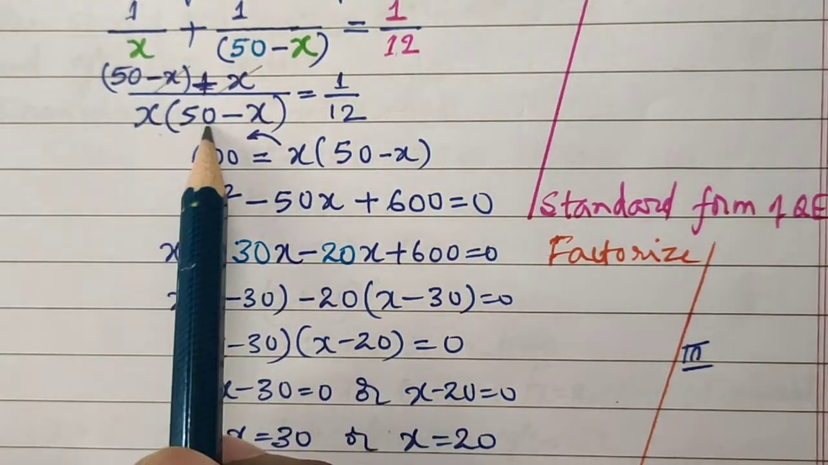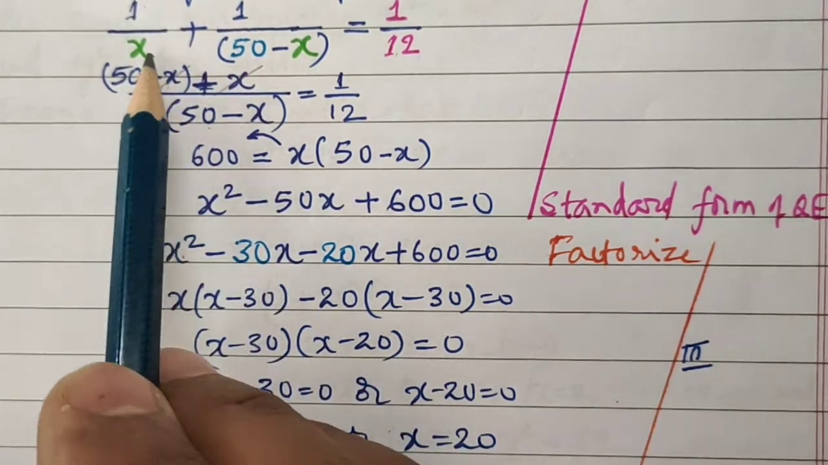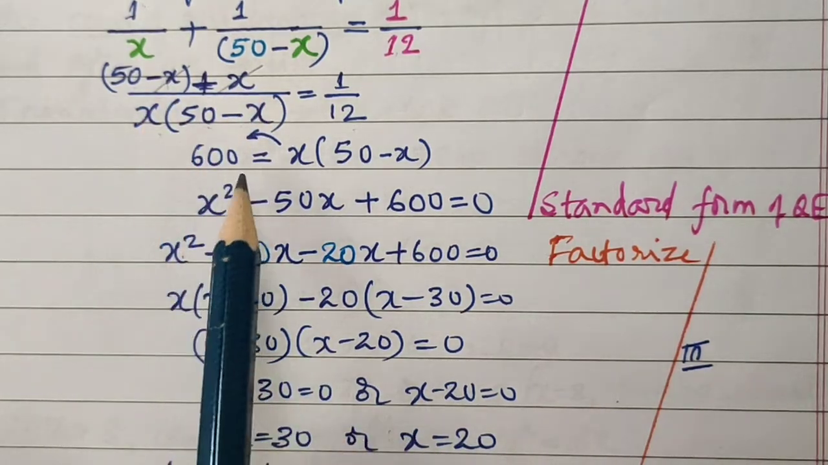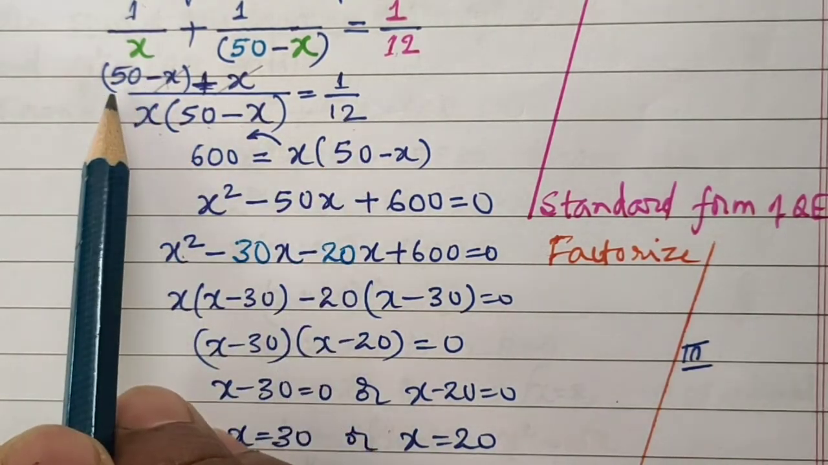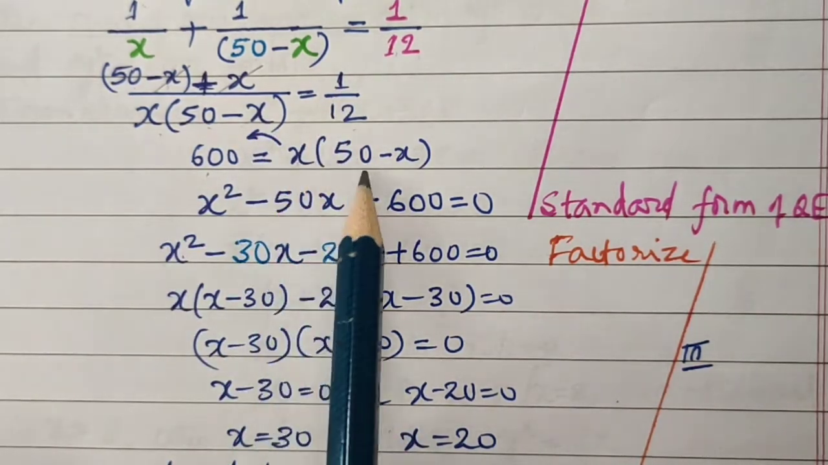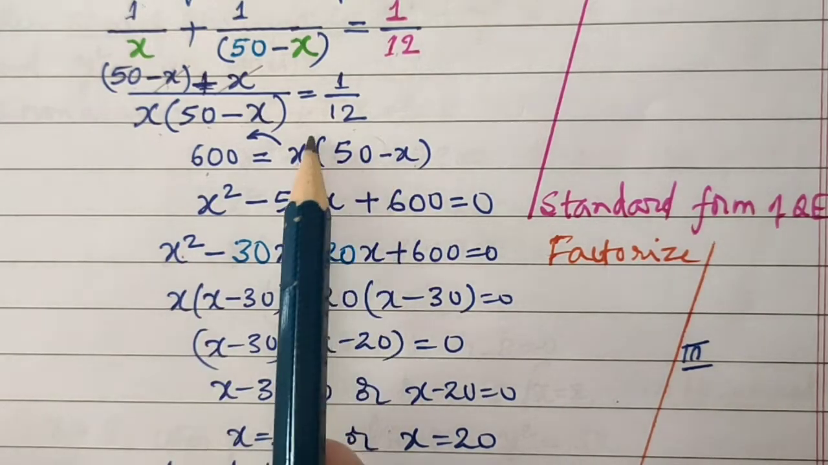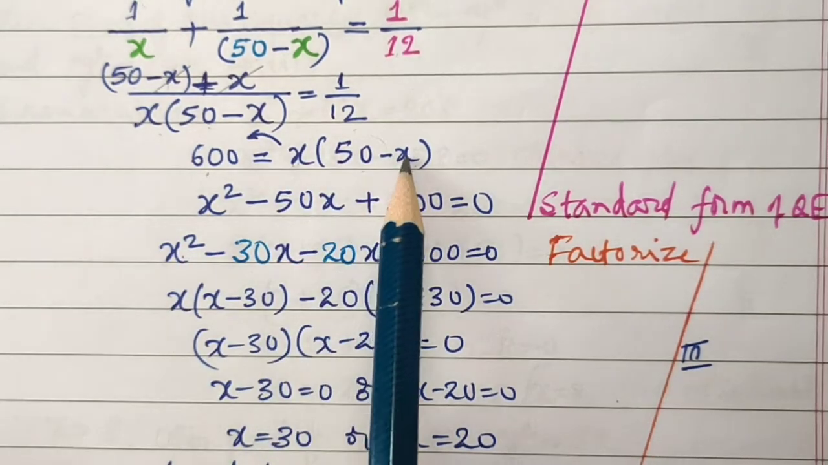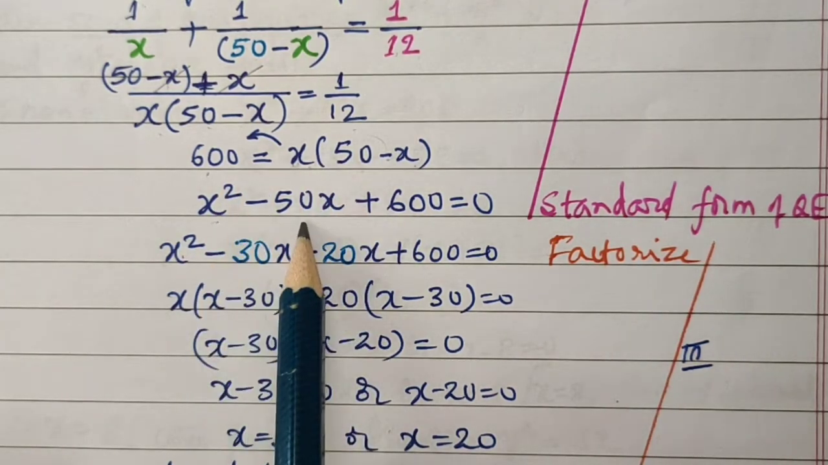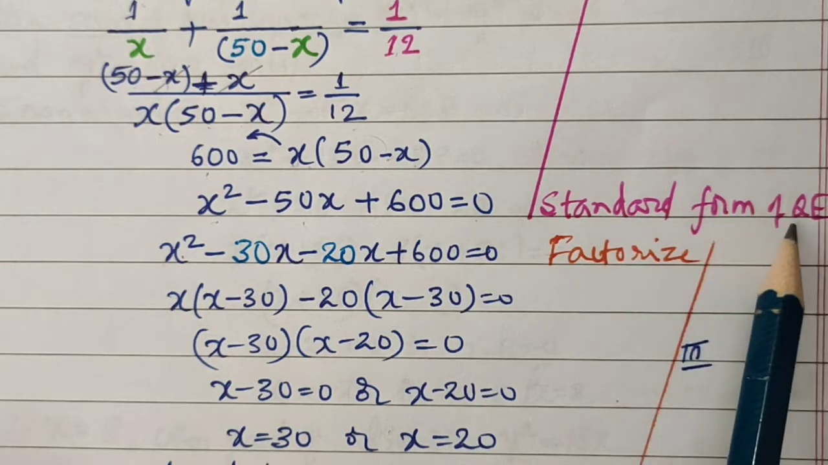LCM is x(50 − x). Then this goes here, 50 − x, and this goes here, plus x, is equal to 1 by 12; x gets cancelled. So 12 × 50 is 600. Cross multiply: x(50 − x). Bringing this to this side, x into x is x², and the 50x comes this side: x² − 50x + 600 is equal to 0. This is in the standard form of a quadratic equation.